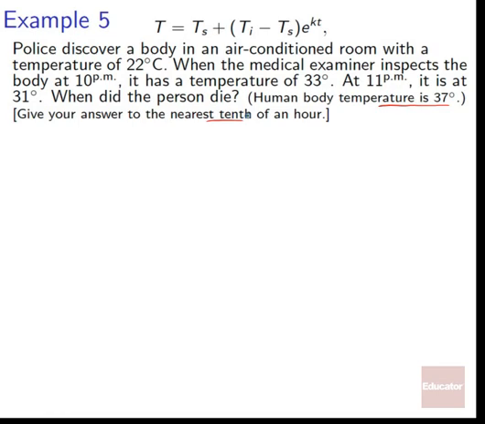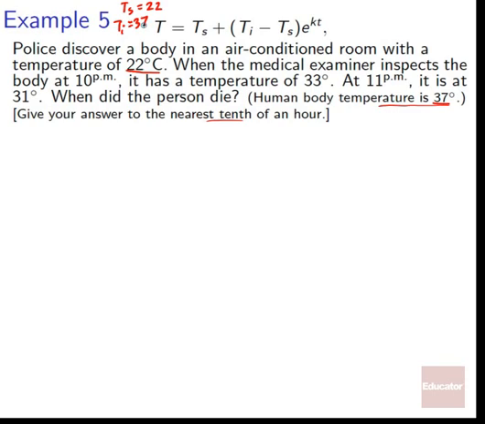All right, so let's get our pieces of data from this. We're told that the room has a temperature of 22 degrees. So the surrounding temperature of our room is 22. The initial temperature of our body is 37 degrees, right? Human bodies are 37 degrees when they're alive. When the medical examiner inspects the body at 10 p.m., it has a temperature of 33 degrees.